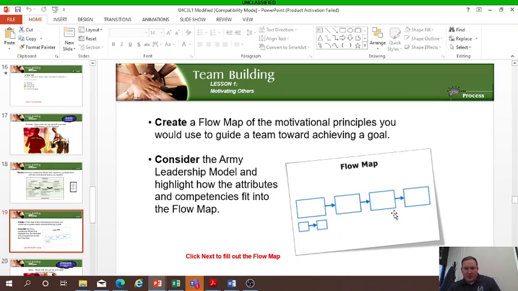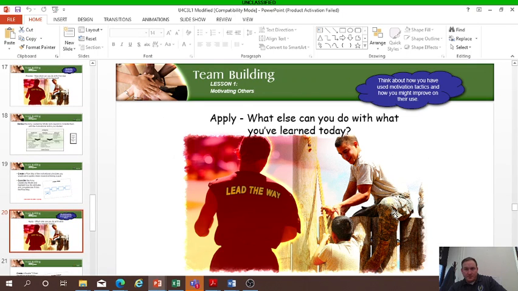Okay, flow map, we're not going to do that one, but you could use this to show how you guide a team towards achieving a goal, whatever that might be. So maybe think in terms of the Veterans Valley High project. How do we get folks motivated given certain contingencies or considerations, of course, which is weather and COVID-19, but how do we create the opportunity and create the motivation to finish off that project? Apply.